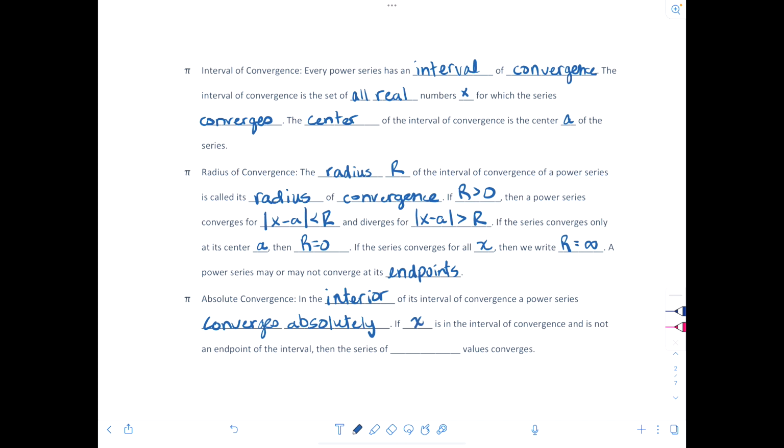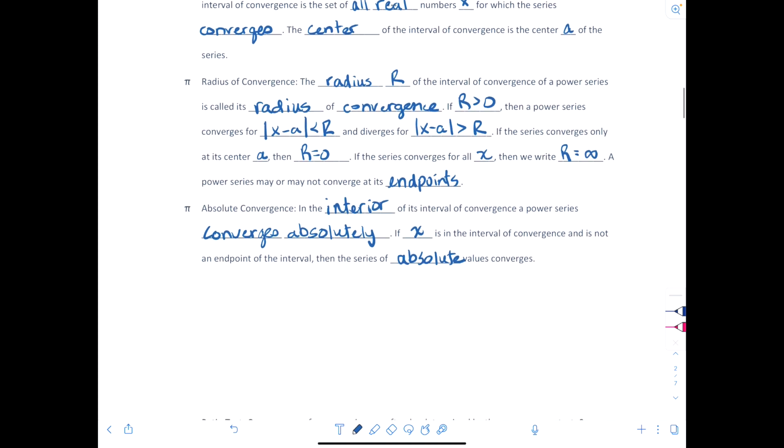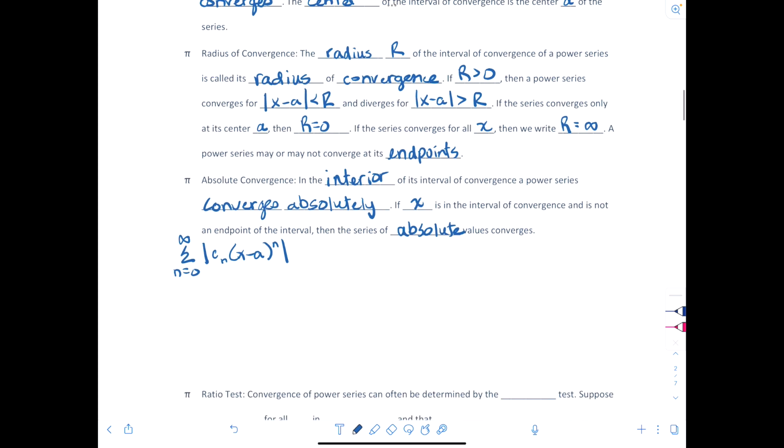If x is in the interval of convergence and is not an endpoint of the interval, then the series of absolute values converges. So the series of absolute values is going to look something like this. You've got the sum as n goes from 0 to infinity of the absolute value of c sub n times (x minus a) to the n. Cool? All right, so now let's just take a look at this interval of convergence business.